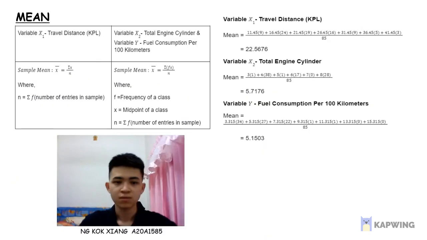and one variable Y. The formula for the mean of variable X1, travel distance, is the sum of all X divided by the total entries. Meanwhile, for variable X2 and variable Y, it is the sum of the frequency of each class multiplied by the midpoint of the class, divided by the total sample size, n. The answer is presented in the slide.